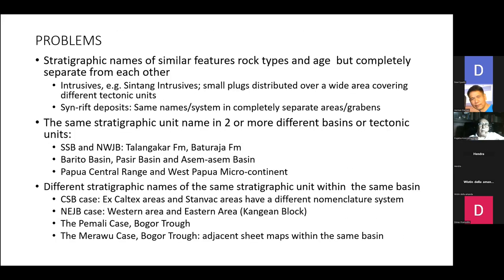Then we have some problems here. Stratigraphic units of similar rock type and age, but completely separate from each other. Like intrusives in the central area of Kalimantan, there is a swarm of intrusives, small blocks distributed within the area, intruding into different tectonic units.